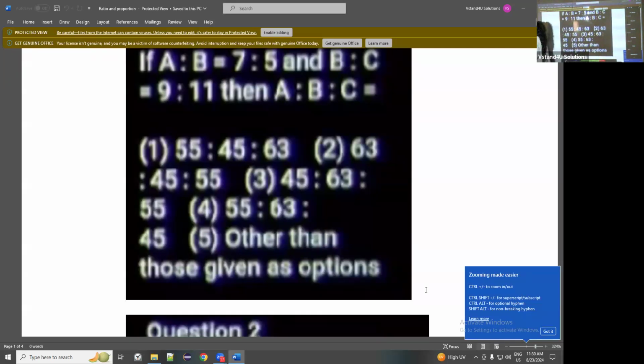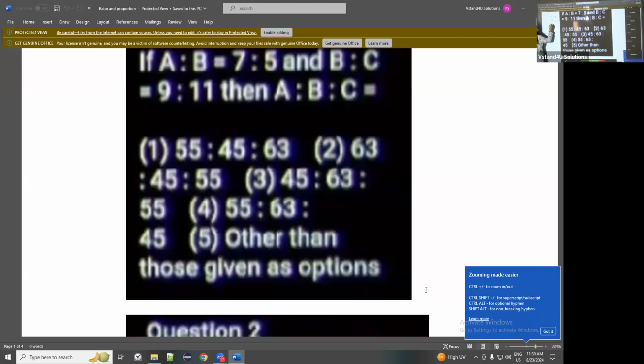What are they saying, guys? They have given the A is to B ratio. They have also given you the B is to C ratio. Then you have to calculate the A is to B is to C ratio. So A is to B is 7 is to 5. B is to C is 9 is to 11. What is the answer?